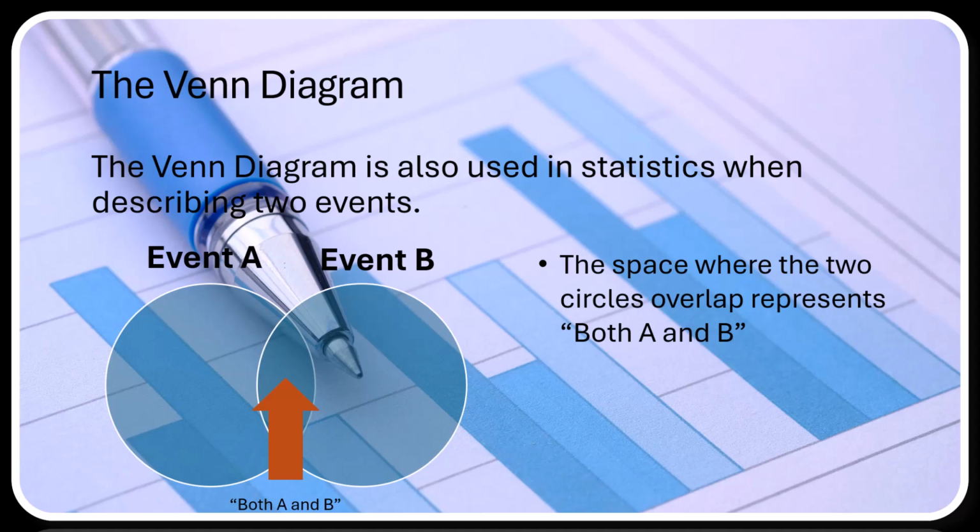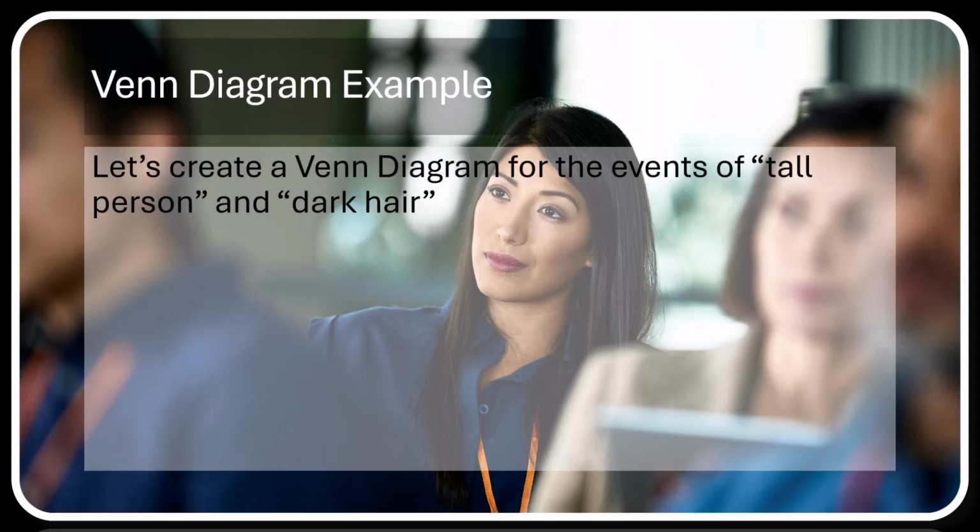The space where the two circles overlap represents both A and B. The left side of the left circle that is not part of the overlap represents event A occurring but not B. The right side of the right circle represents event B occurring but not event A. Let's create a Venn diagram for the events tall person and dark hair.